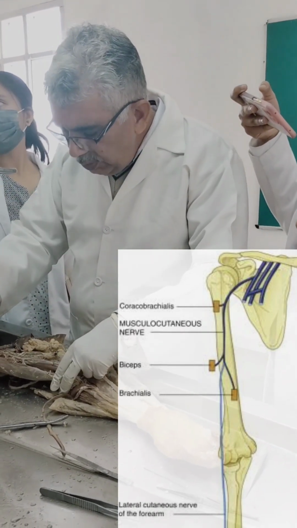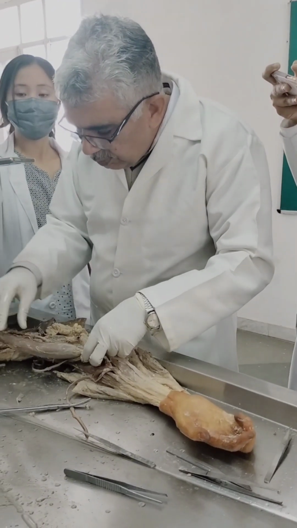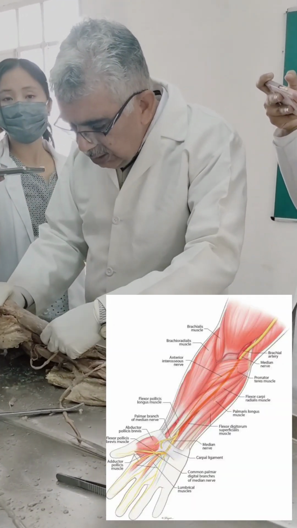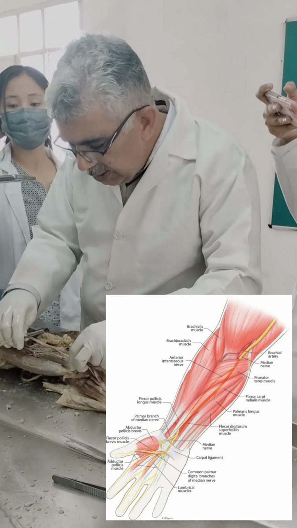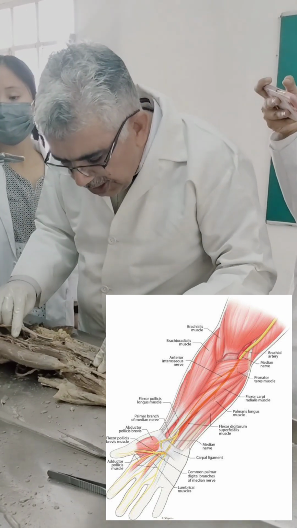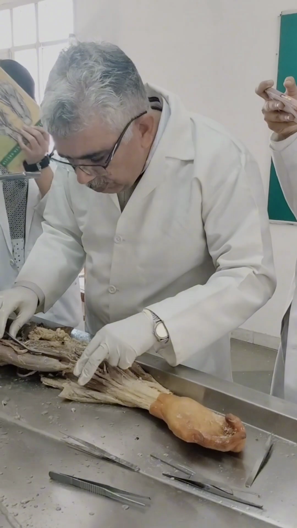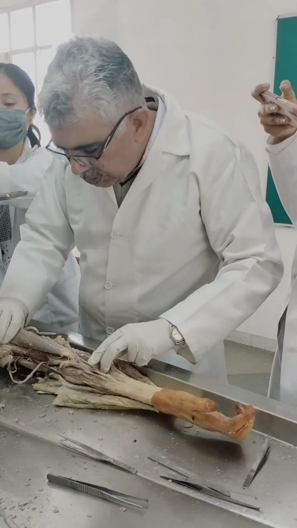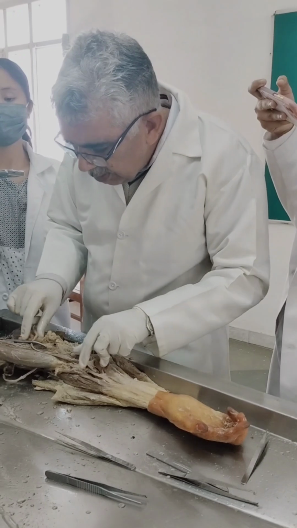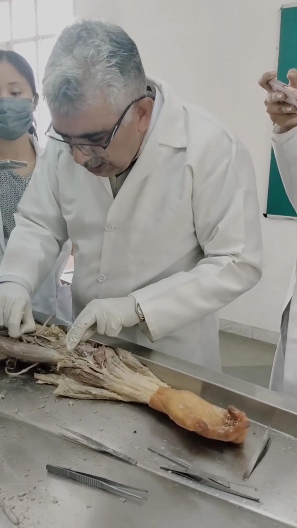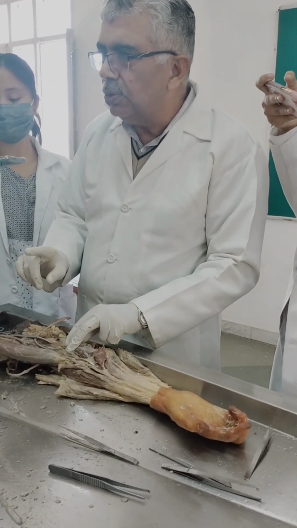Then we have the median nerve. Median nerve is first lateral to the brachial artery, then it comes medial to the brachial artery. In the cubital fossa, by crossing it comes medial to the brachial artery. Okay, the median nerve is medial to the brachial artery.